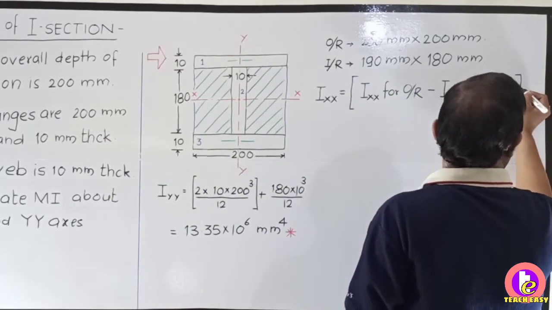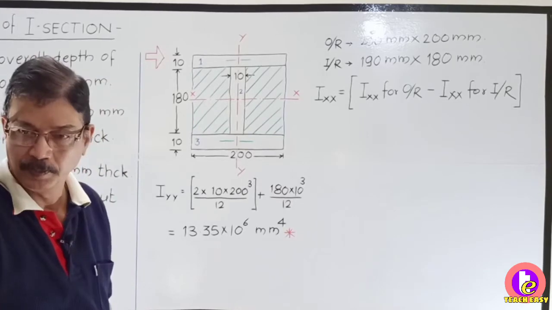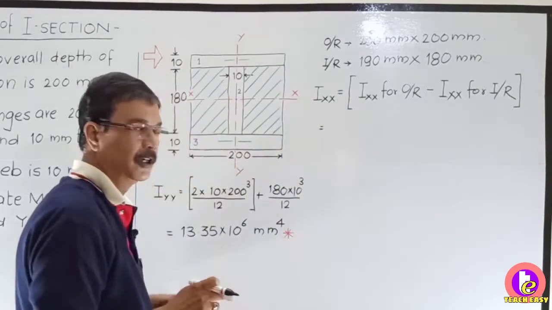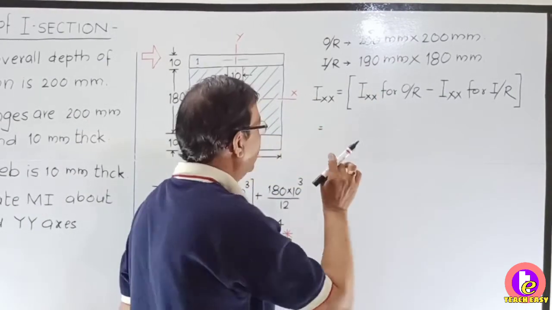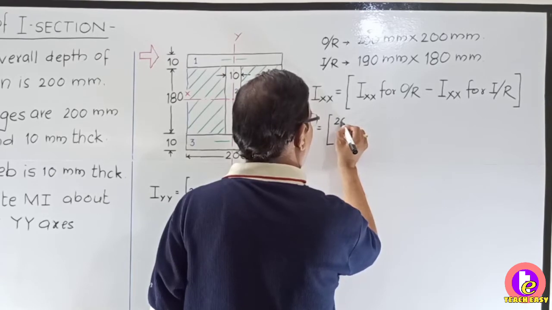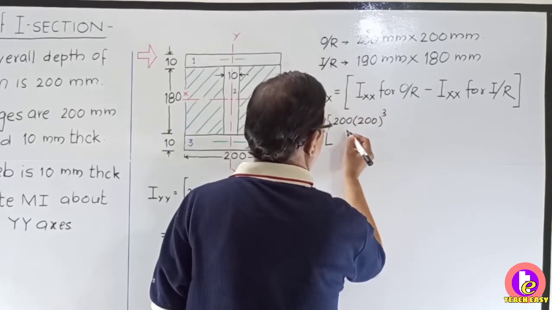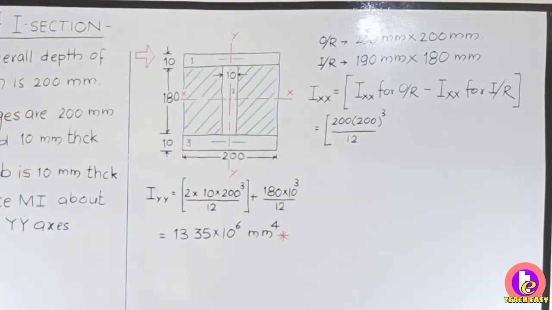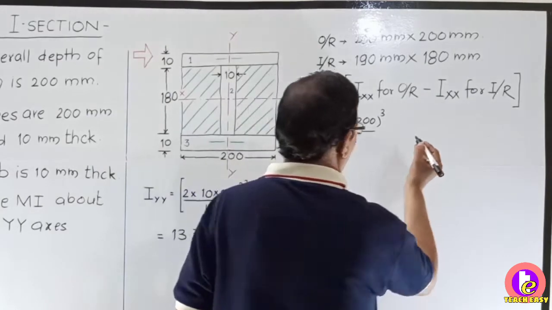Now, for rectangle, we know that moment of inertia about xx axis is bd cube upon 12. Okay? So, for outer rectangle, what is B? 200 mm. What is D? 200 mm. So it will be 200 into 200 cube divided by 12. BD cube. Actually, it is a square, so it will be a raised to 4. You can very easily see it is 200 into 200 cube is 200 raised to 4 minus.